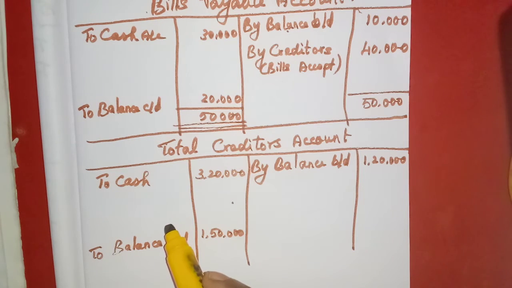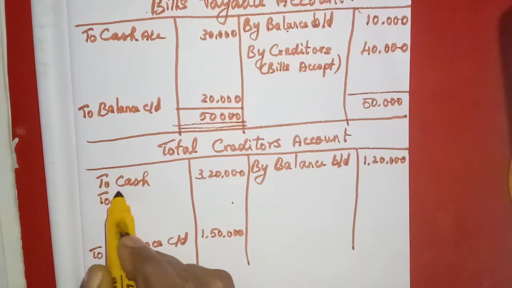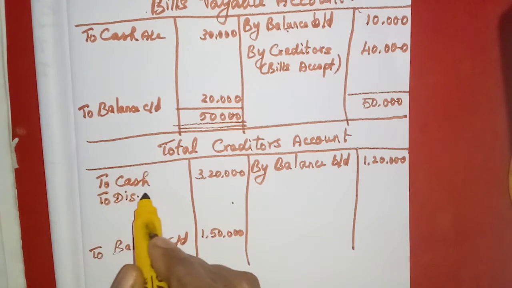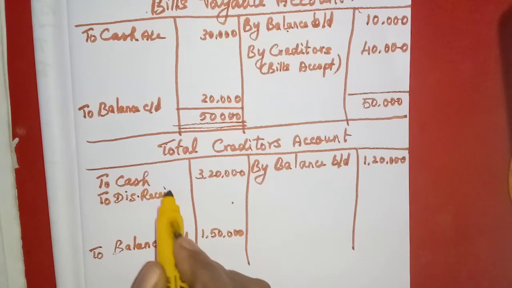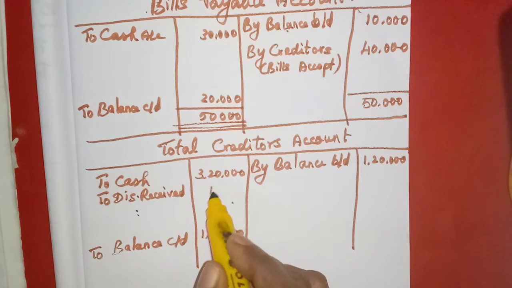Then discount allowed by suppliers. This one we receive. Creditors account debtor to cash, to discount received. There, discount allowed by suppliers it is given. Actually that is the discount that we receive, because we enter all the transactions from the viewpoint of the business. So we should write here discount received. Don't write here discount allowed. Okay, 10,000.